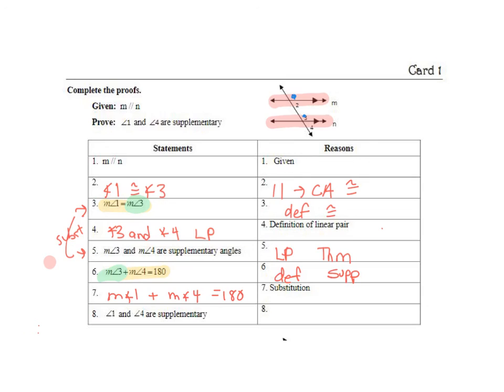Once I do that, I can see that I now have enough to say that angle 1 and angle 4 are supplementary, because up above here I've stated their measures equal 180, and that is the definition of supplementary.